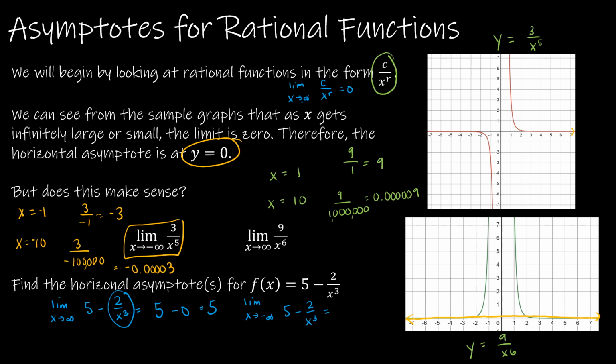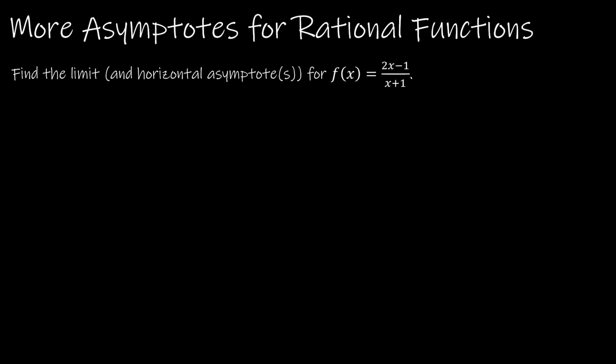Well, this is 5 minus 0, so again 5. So this would have one horizontal asymptote at y equals 5. Feel free to graph that and verify that that is true. Let's make this a little tougher now.